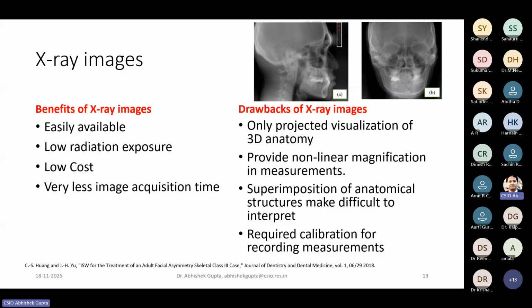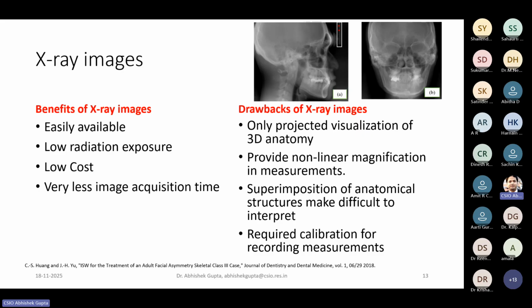Similarly, the benefit of X-ray is that it is easily available, with very low radiation exposure, low cost, and very short image acquisition time. But the drawback of X-ray is that it gives only projected visualization or projected measurements, and provides nonlinear magnification. Superimposition of anatomical structures makes X-ray images difficult to interpret, and there is a problem with calibration also. If we get an X-ray, it is a magnified one, so calibration is also required.